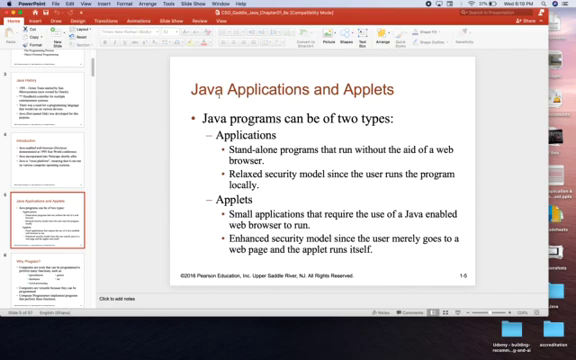Now we're going to look at the major types of divisions that we have in the Java programming language. We have the Java applications, and we have the Java applet. What's the difference between the Java applications and the Java applet? The Java applications are literally meant for desktop applications. So they are standalone programs that run without the aid of the web browser.